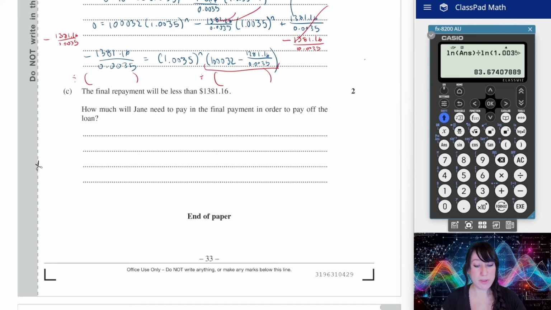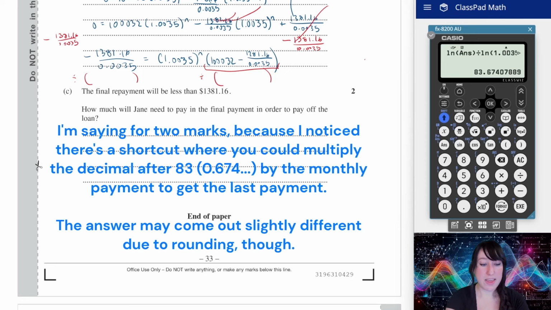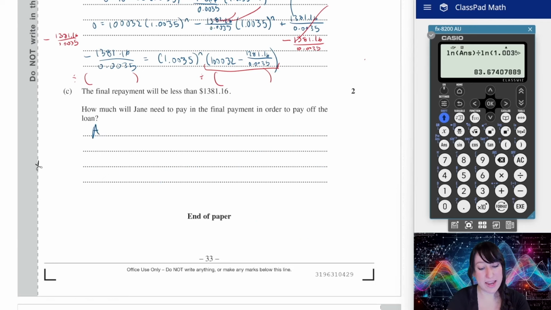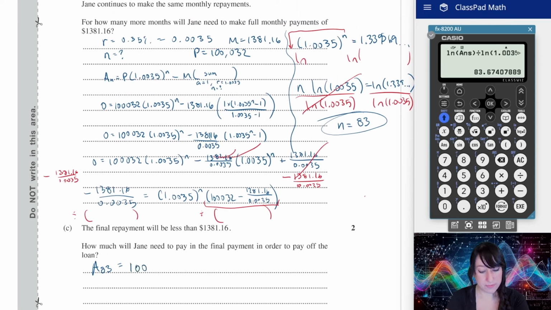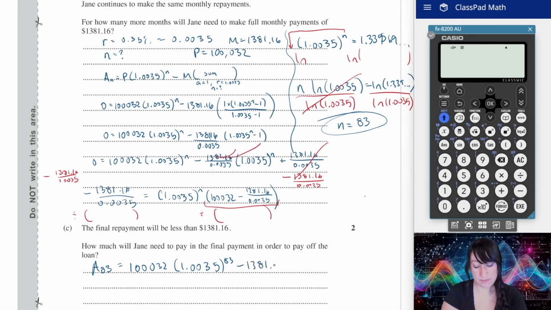Part C, the final repayment will be less than $1,381.16. How much will she need to pay in the final repayment in order to pay off the loan? So, for 2 marks, I think what I would do is to find out how much has been repaid at A being 83. What is A at 83 on this new loan that we've created? So it's P minus M times the geometric sum. So let's work that out.